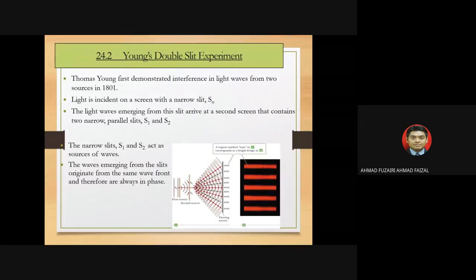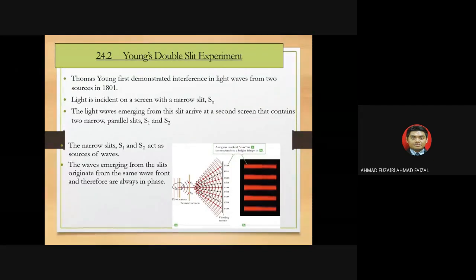Okay, now we proceed to 24.2, the Young double slit experiment. Thomas Young first demonstrated interference in light waves from two sources in the year 1801. Light is incident on a screen with a narrow slit S0. Please refer to this figure. So this is the S0.